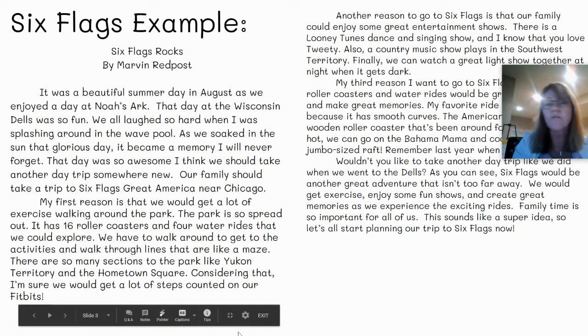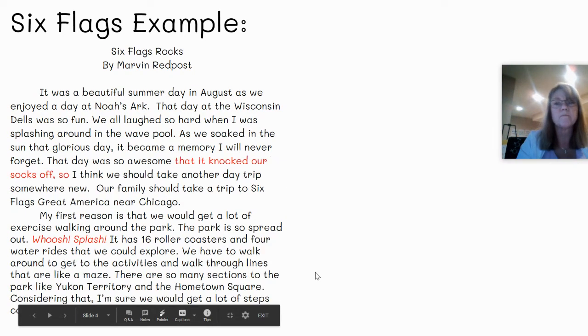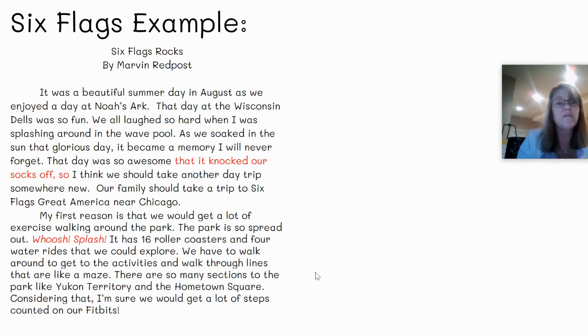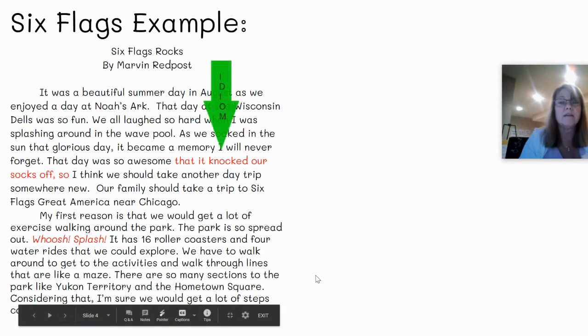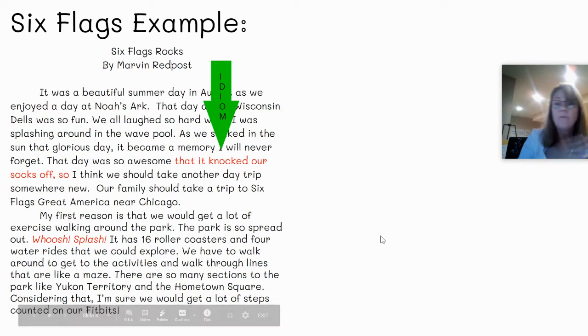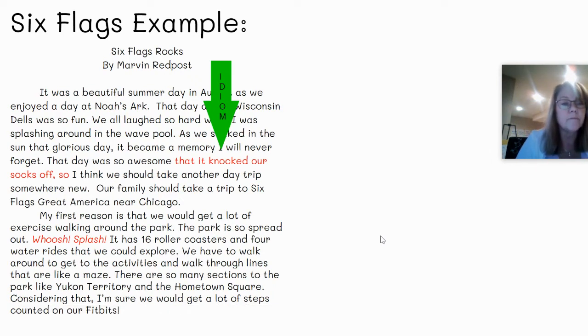It's not bad so far, but let's see how we could improve those two paragraphs. So, with a little figurative language, as we come down to the line that says, "As we soaked in the sun that glorious day, it became a memory I would never forget. That day was so awesome that it knocked our socks off. So I think we should take another road trip somewhere new." That is an idiom. Okay. Then we added in some more.